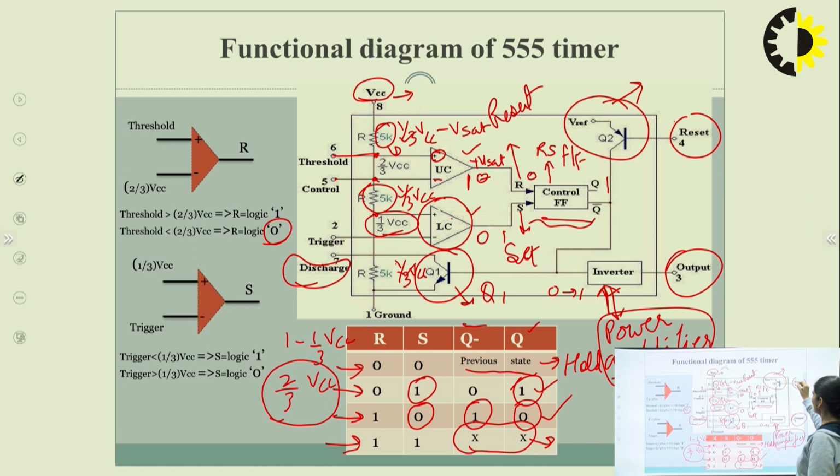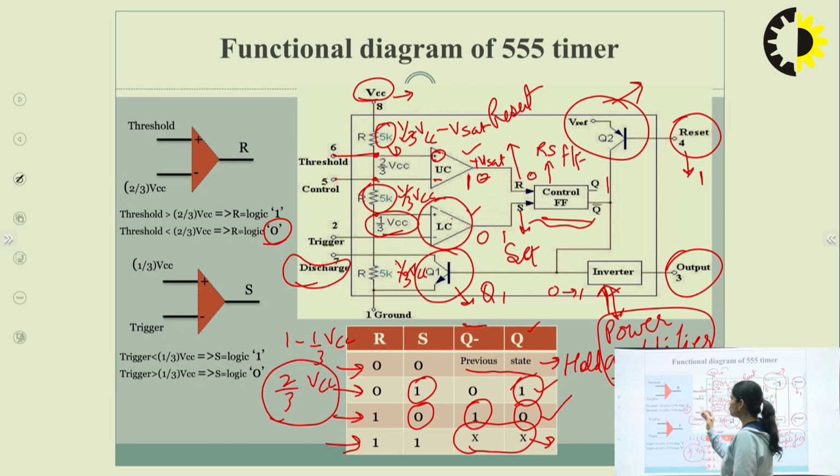Here is a reset pin. Initially you have to reset this functional block diagram; reset equal to high means reset. If it is high, then your functional block diagram will reset. Now pin number 6 is represented as threshold.